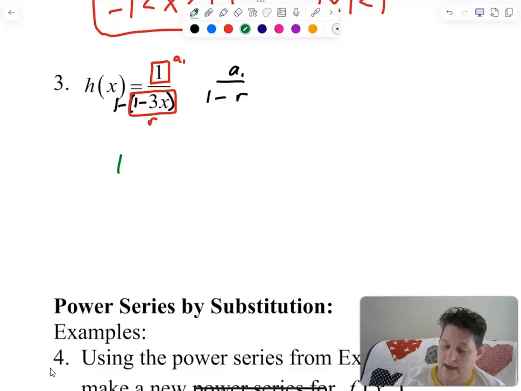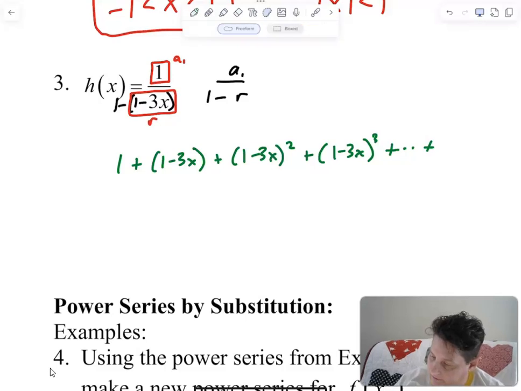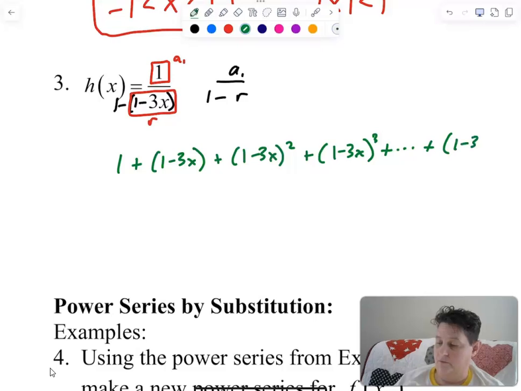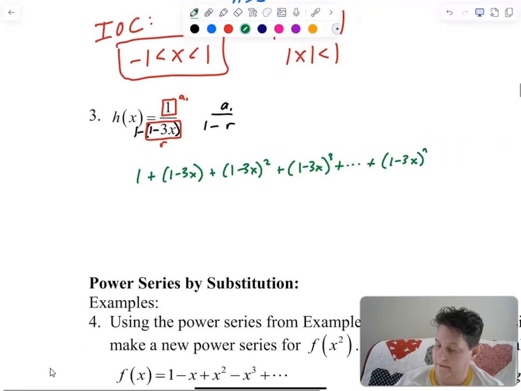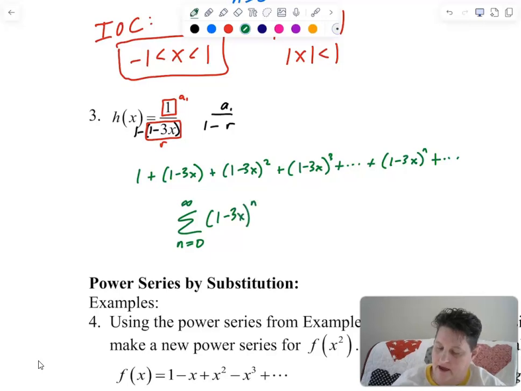Okay, so now let's go ahead and write the first 3 terms. So it starts with 1, and every time I'm multiplying by 1 minus 3x. So then the next time it's (1 minus 3x) squared, and then it's (1 minus 3x) to the third. That was 3 dots right there. You just can't see that dot. Dot, dot, dot. Okay, and then the general term is (1 minus 3x) to the n. Okay, in sigma notation, n equals 0 to infinity of (1 minus 3x) to the n.